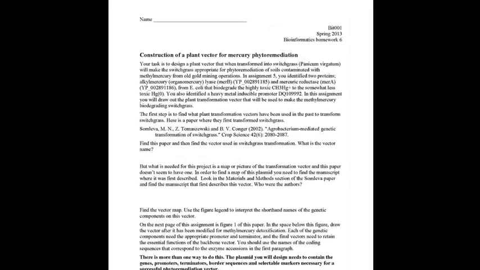Hello, this is a tutorial of Bioinformatics Homework number 6. The overall goal of these assignments has been to design a plant vector that can be used to transform into switchgrass to enable it to biodegrade methylmercury in the soil of abandoned gold mine tailings.